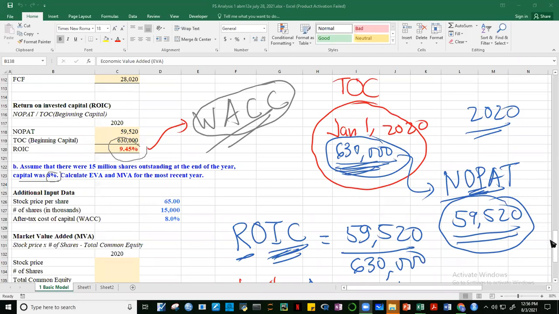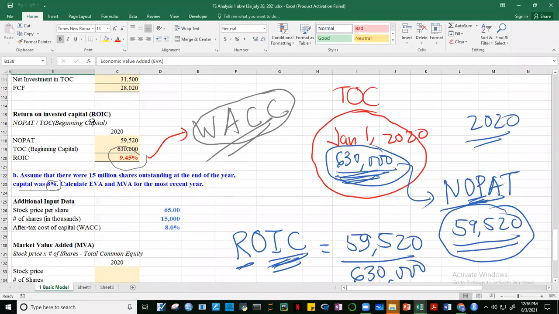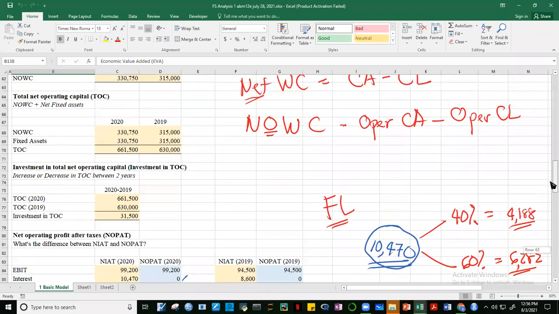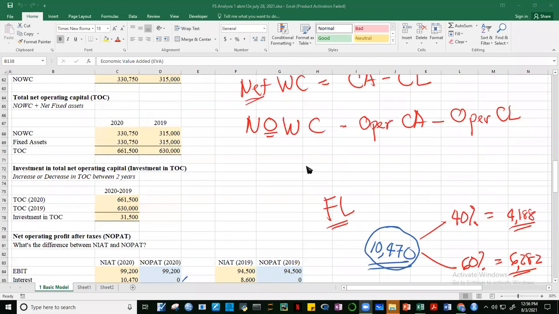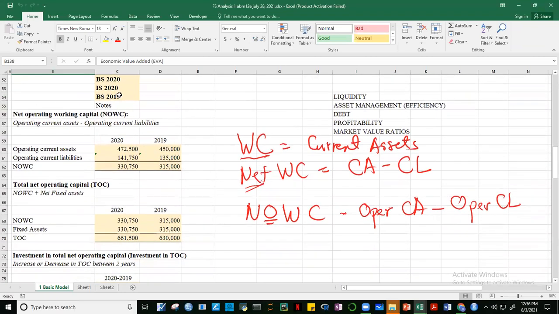Okay, so as I was saying, guys, kailangan makompute natin si ROIC, si EVA, at saka si MVA. Madaling makompute siya kasi may kwento naman yan eh, no? There's a story behind this. So first things first, let's learn what the first measures are. Itong net operating working capital at saka total operating capital.